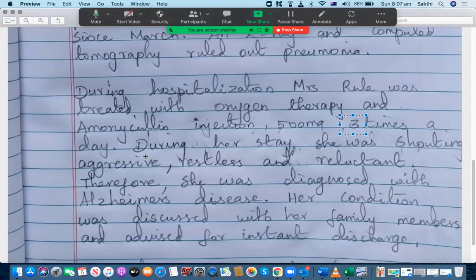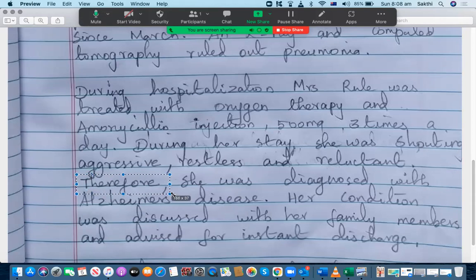All right, that's fine. Okay, that's all right. Let's go ahead with this. During her stay, there should be a comma. You have done that. Good. She was shouting, and then I don't know whether you have placed a comma here. Okay, shouting, aggressive, restless, and reluctant. Therefore, comma, she was diagnosed with the Alzheimer's disease.